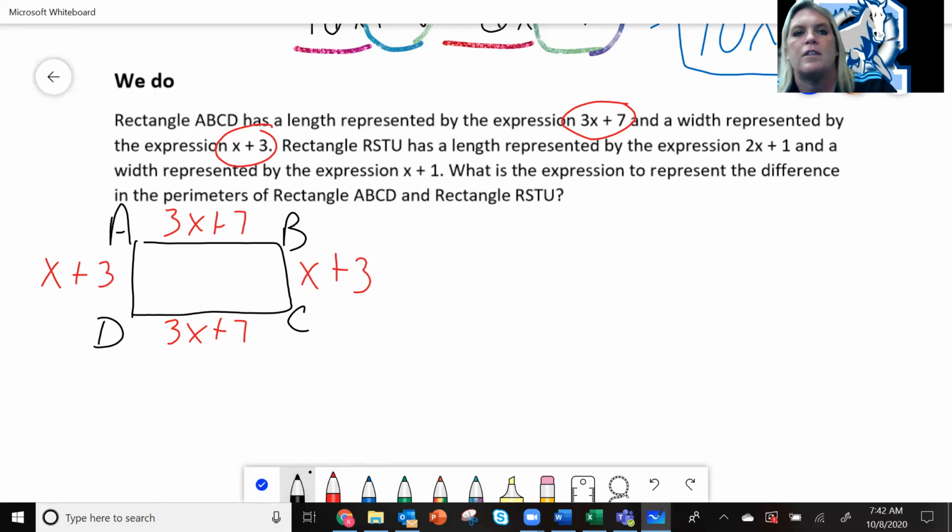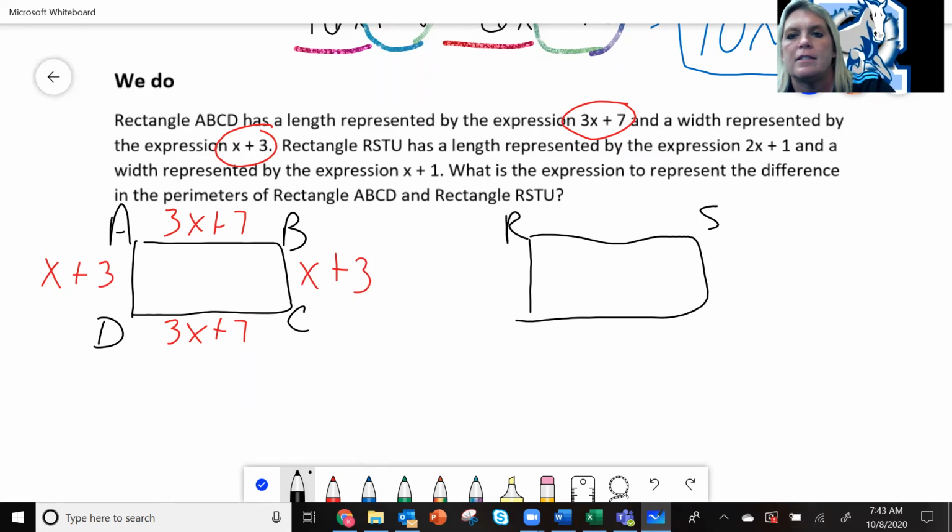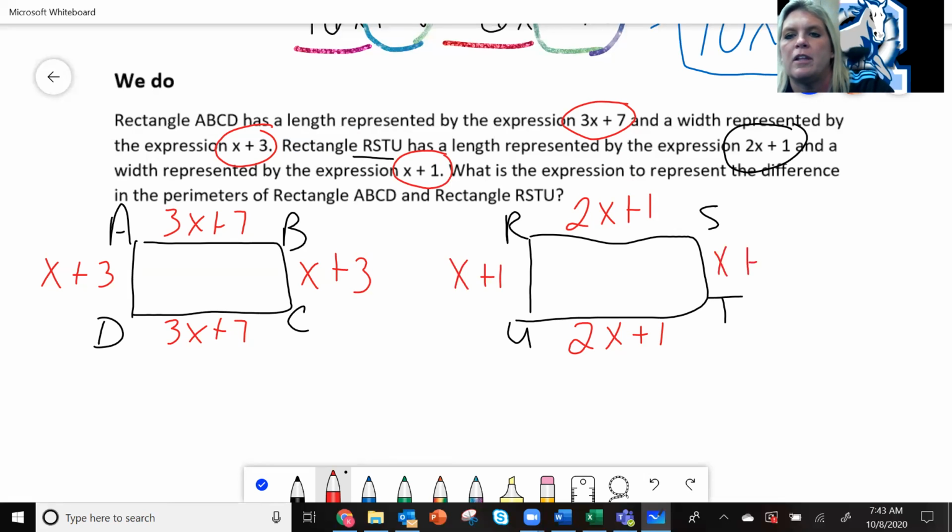Now, if I draw the other rectangle, which was R, S, T, U, right here, it says its length is 2x plus 1. So that means the top is 2x plus 1, and so is the bottom. And then the width is x plus 1. So I'll put x plus 1 on the right and on the left. So hopefully you were able to draw these and label the sides.